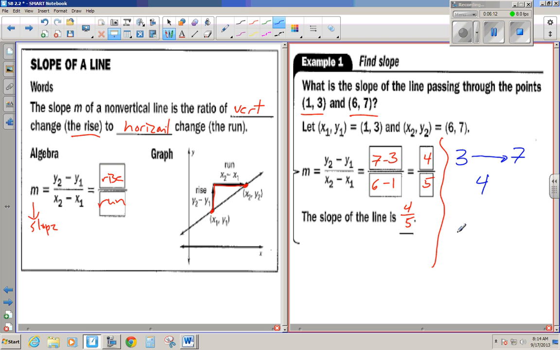Then start at 1. And what is the change to get to 6? Well, 1 to 6, that's 5. So our change in y over our change in x is 4/5. So you don't have to use the formula. You can use the concept of change in y over change in x if you want.